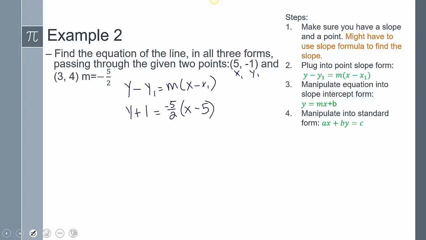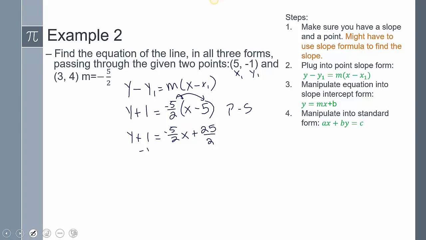And so this right here, this is my point slope form. And so now to turn it into my slope intercept form, I'm going to have to distribute that -5 halves through. So I get y plus 1 equals -5 halves x. And then negative negative is a positive, and I'm going to get 25 over 2.